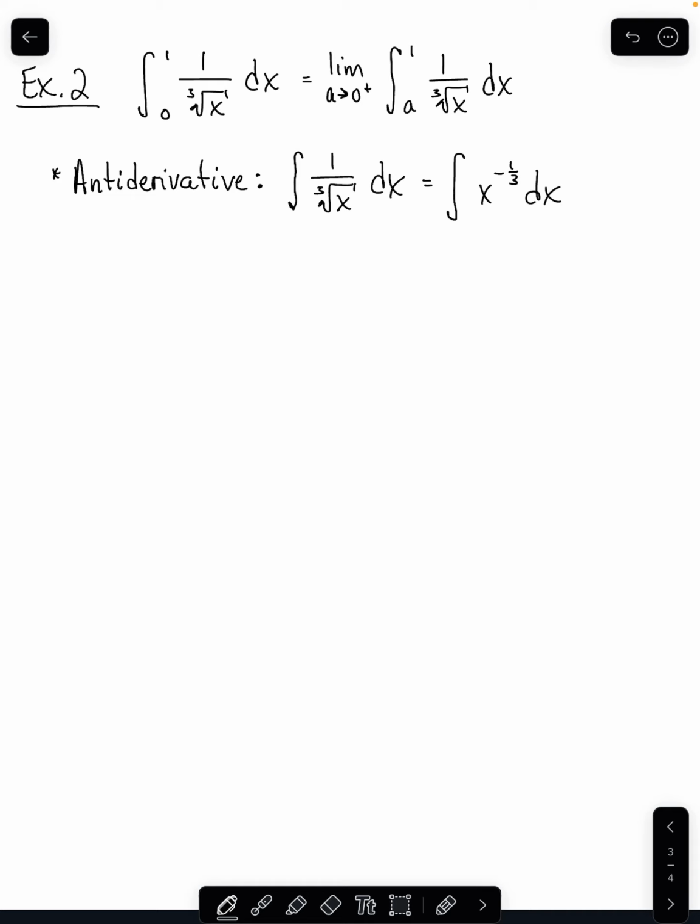This will, of course, enable us to use the power rule, which will result in x to the positive 2/3 over 2/3, which can be rewritten as 3/2 times x to the 2/3. The plus c can, of course, be omitted since we are about to do the fundamental theorem of calculus. We may choose to rewrite the x to the 2/3 into a radical form, but until I have reason to do so, I will leave it in its fraction exponent form.